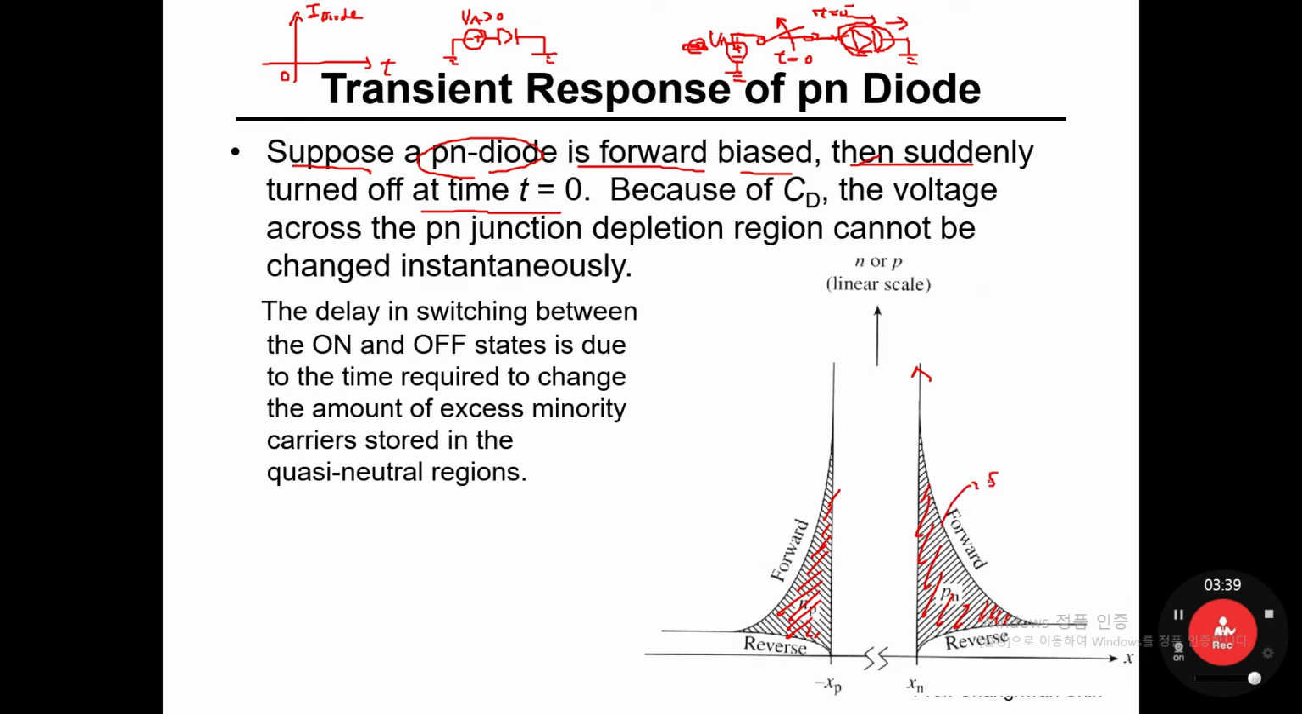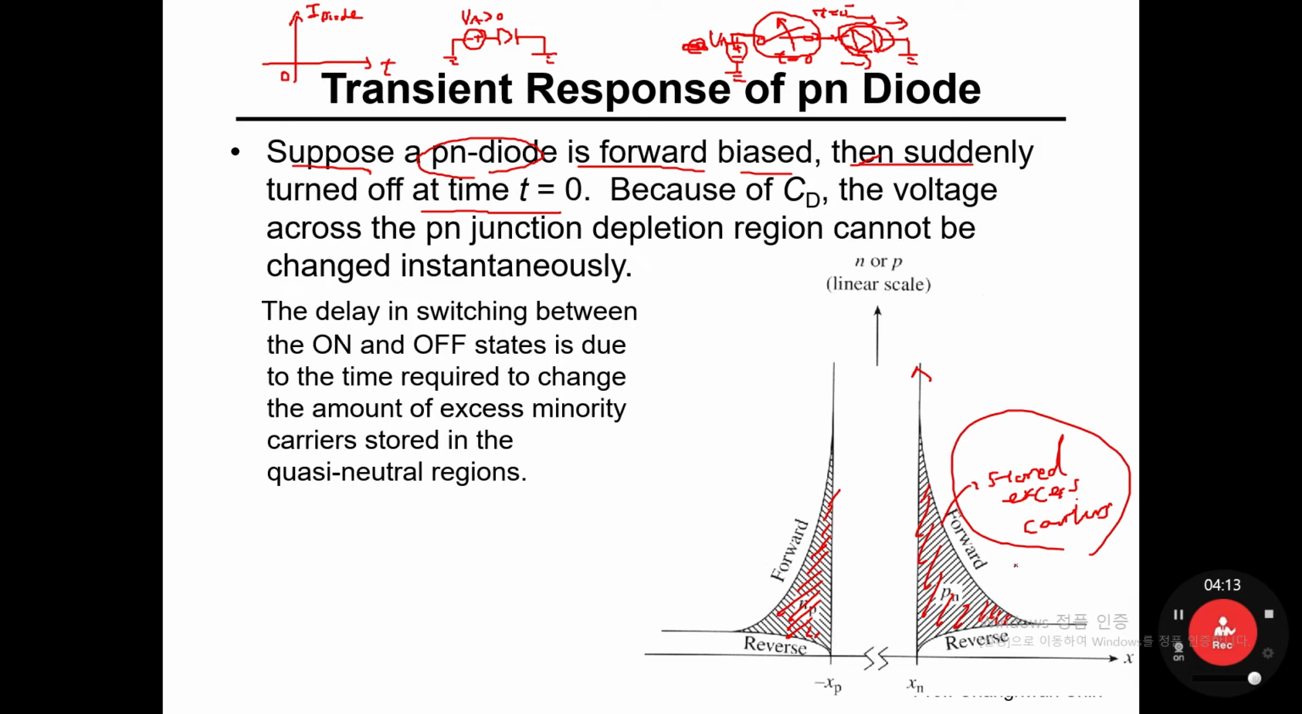So these stored excess carriers would be the root cause for the diode to be still flowing a tiny amount of current, even though it is fully switched off, because this mechanical switch is completely off, but still a tiny amount of current is flowing. Why is that? Because of these stored excess carriers.